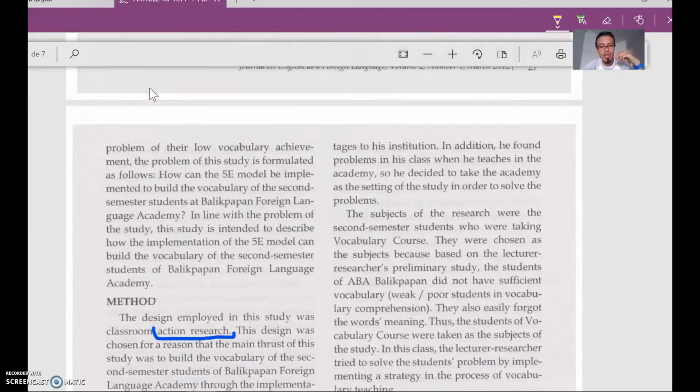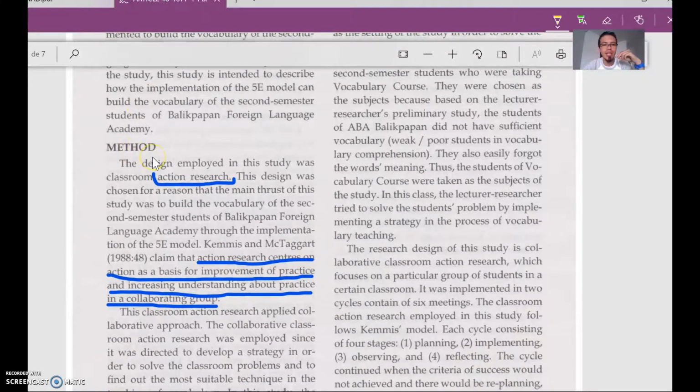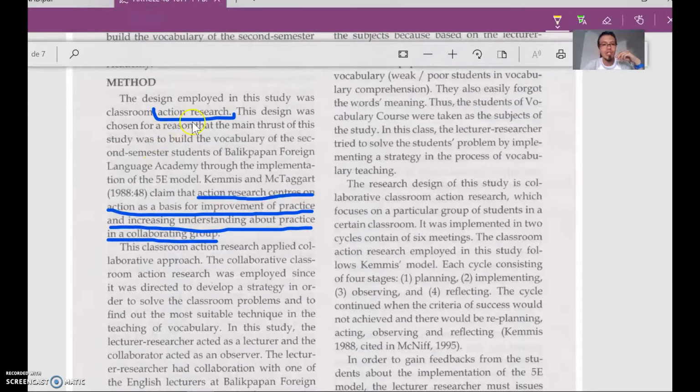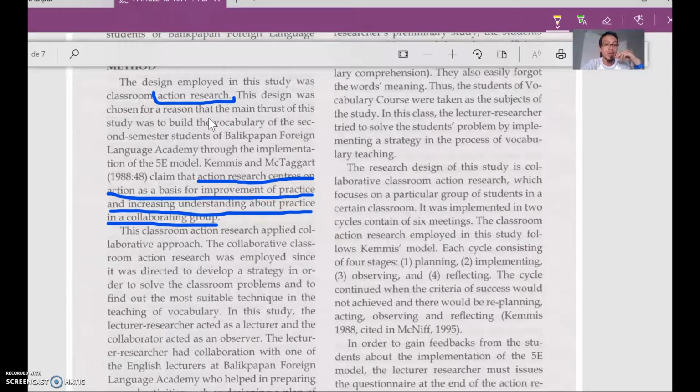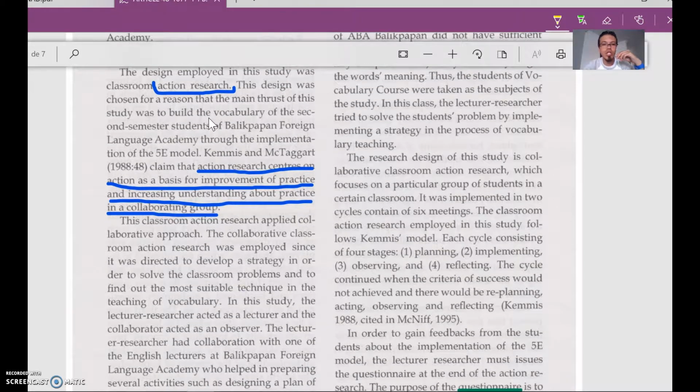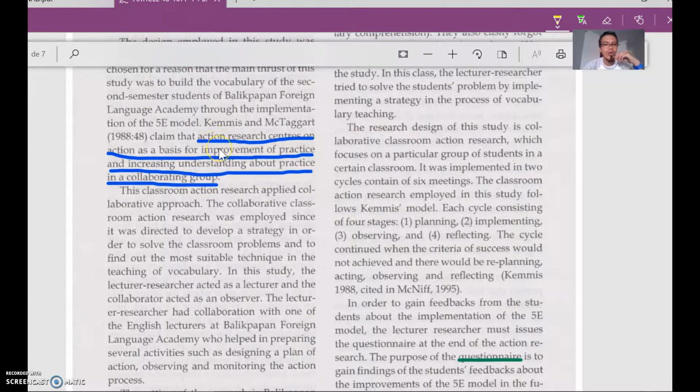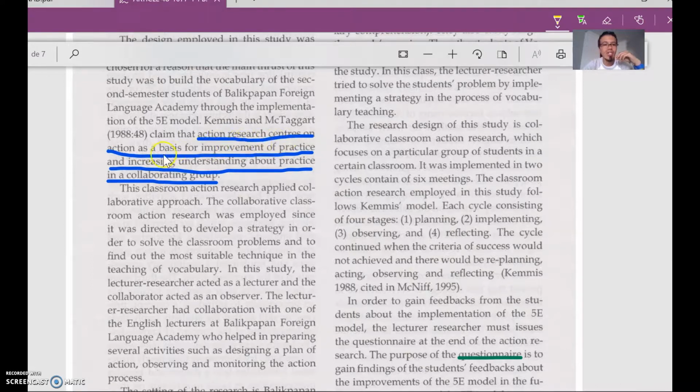Okay, so after this, the author mentions the method, and that is really explicit in the text, and I just highlighted some things in blue. As we can see right here, the first part is action research, and action research is one of the methodologies that, from my point of view, is the most used in research, and it is based on a planning and implementation stage, an observing stage, and a reflecting stage. All these stages lead the research to different kinds of conclusions, and that's why the author mentioned here that action research is centered on action, on the basis of improving practice and increasing understanding about practice in a collaborating group.